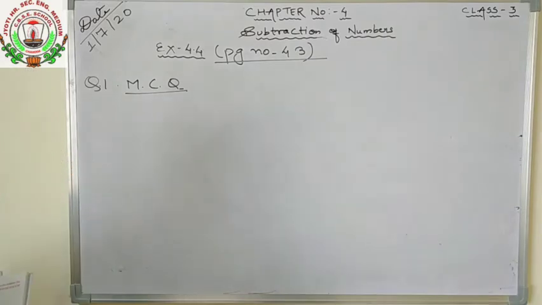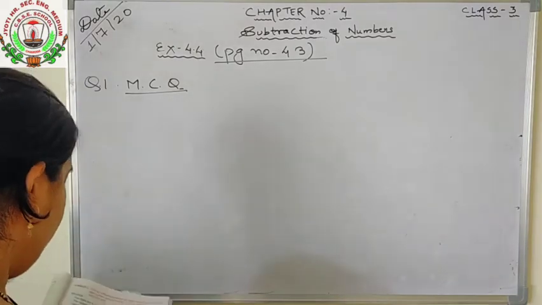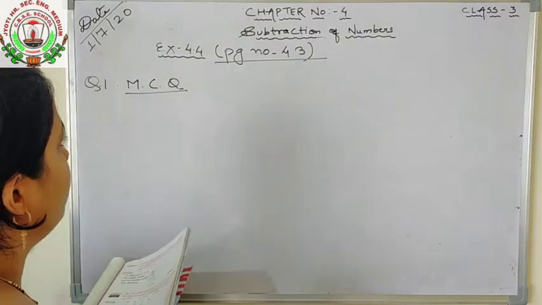Today we will continue with chapter number 4. We will solve exercise number 4.4. Question number 1 is an MCQ. Choose the correct option, multiple choice question.